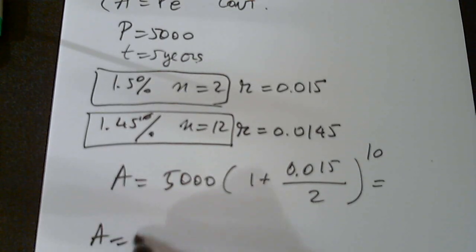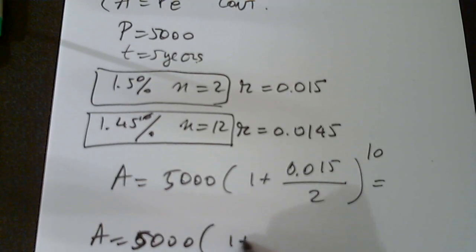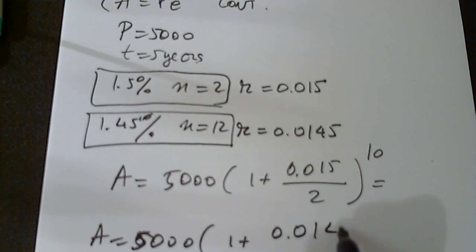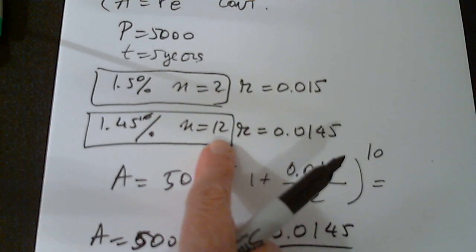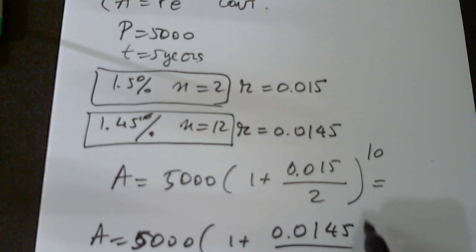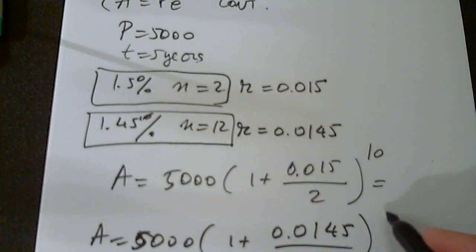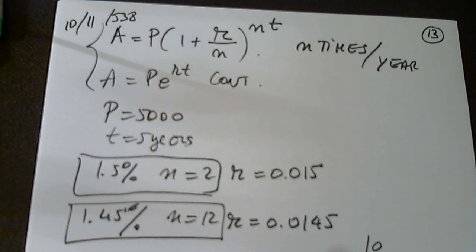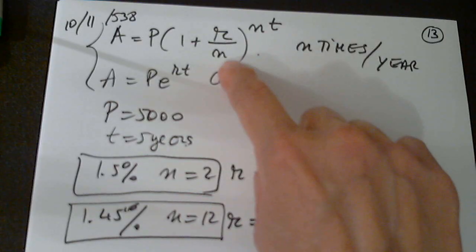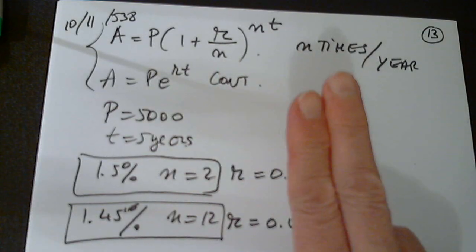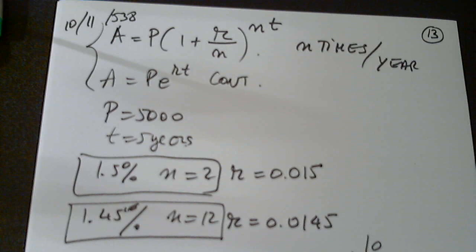And the other one is 5,000 times 1 plus 0.0145 divided by 12, to the power 12 times 5 years, which is 60. Again, the principal is the same. n is different. Semi-annual is twice a year. Monthly is 12 times a year.